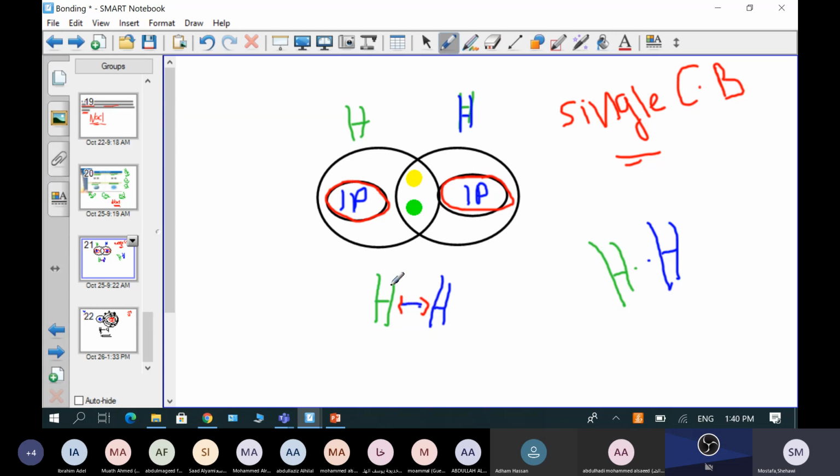So the bond here is called what? Non-polar covalent bond, because the attraction is equal. We have the same nucleus on both sides, so we have similar attraction in both cases. This kind of covalent bond we call a non-polar covalent bond, and we say that because we have the same attraction.